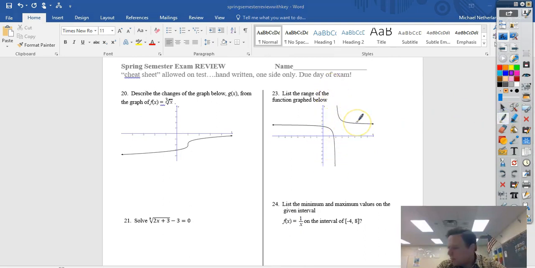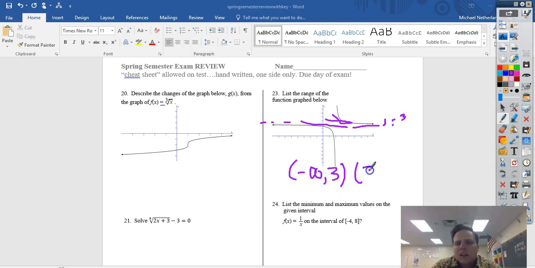I clearly have a horizontal asymptote happening right here because this is a rational function, and I know a rational function has a horizontal asymptote. And this one seems to be located at y equals 3. So then my range is negative infinity to 3, both with parentheses because I don't ever actually touch the horizontal asymptote, and 3 to infinity.